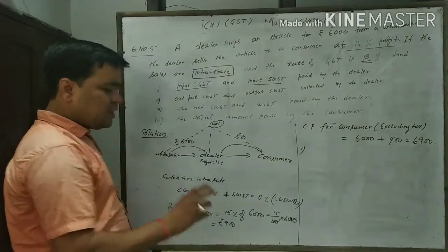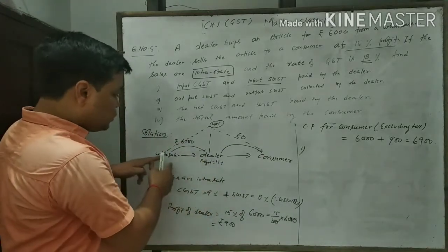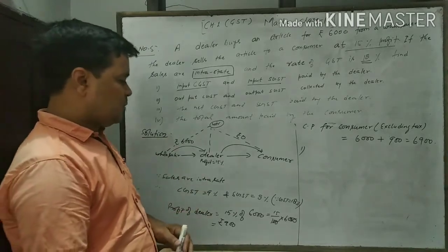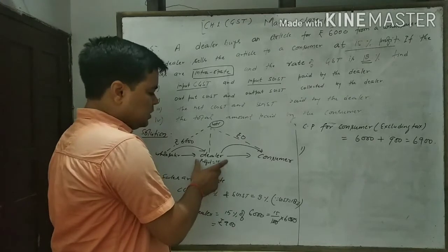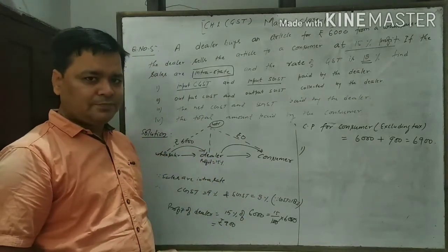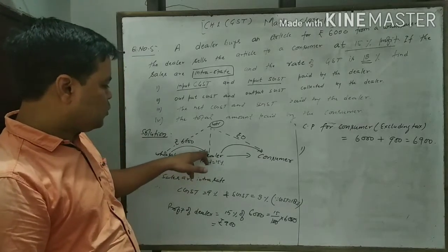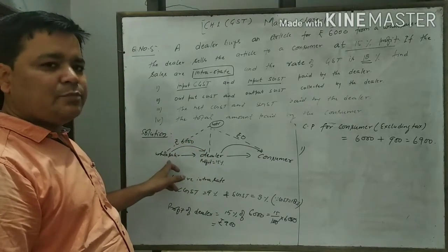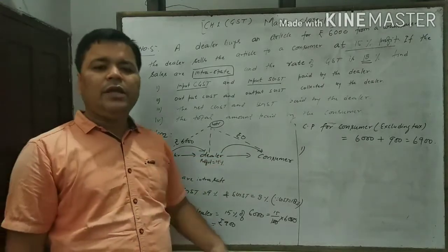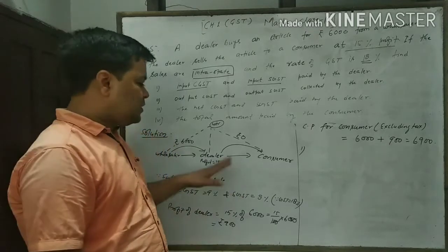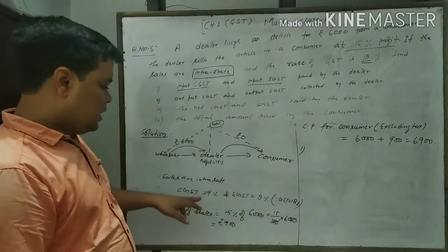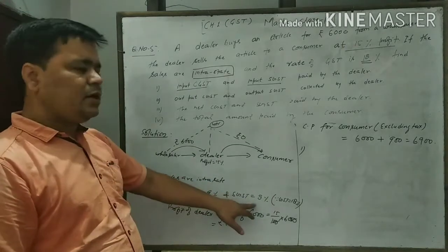Input means whatever amount dealer gives to wholesaler as tax, and output tax means whatever amount dealer collected from the consumer as tax. Okay, means whatever amount dealer gives to wholesaler, that is input side tax, and whatever dealer collected from the consumer will be output tax. Okay, and this tax will be always half of GST, means 9% and 9%.